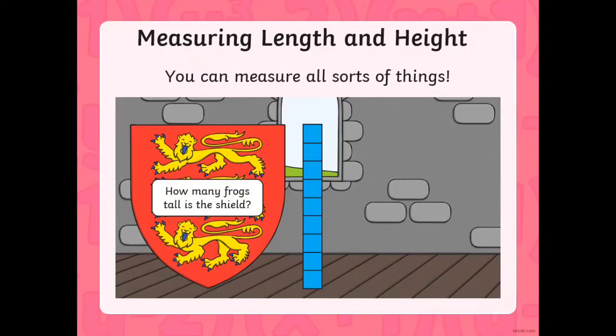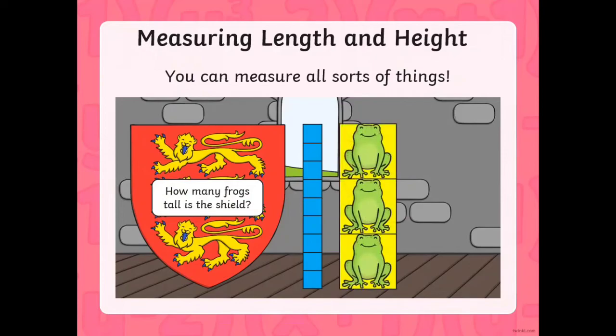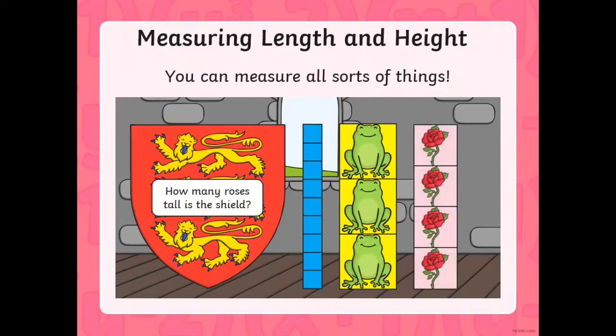Next, how many frogs tall is the shield? Here we use frogs in measuring the shield. Let's count. How many frogs do you see? Very good. We have 3 frogs. Next, how many roses tall is the shield? Here, we are using roses in measuring how tall the shield is. Let's count how many roses. We have 1, 2, 3, 4. Very good. So we have 4 roses in the picture.